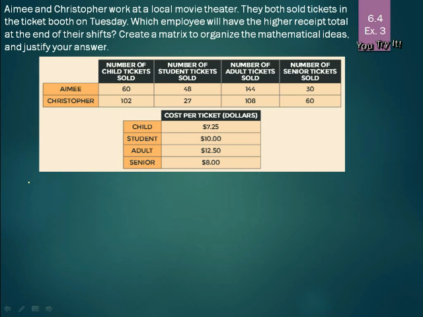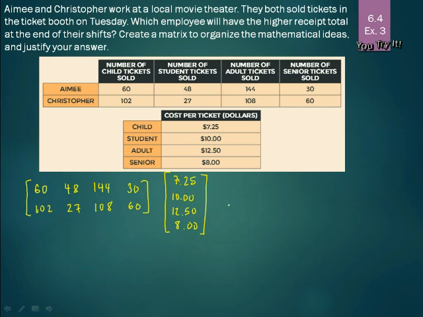So let's turn the first one into a matrix, and it's pretty convenient now. We can just use the same setup as the table. So let's go ahead and do that. I also went ahead and put our prices into a matrix. And so looking at this, if we want to know who has the higher receipt total, we need to know the money amount of the tickets they each sold.